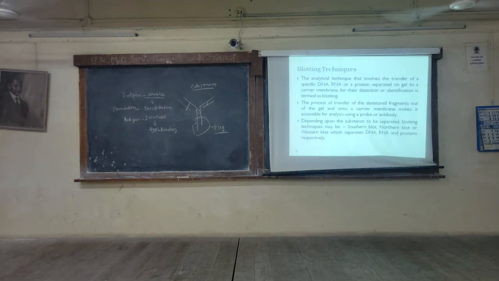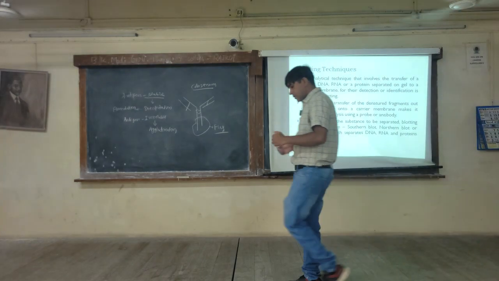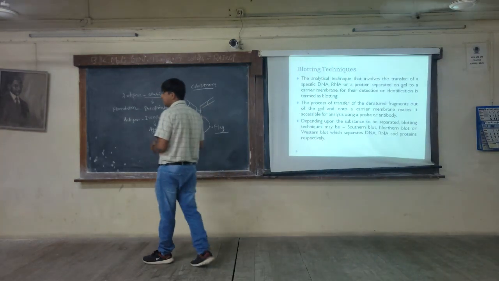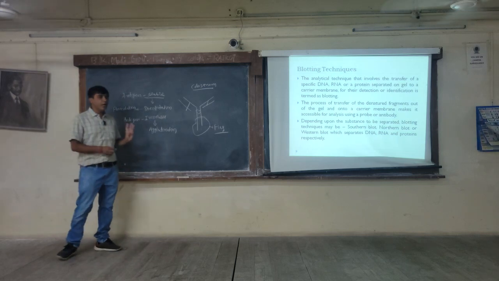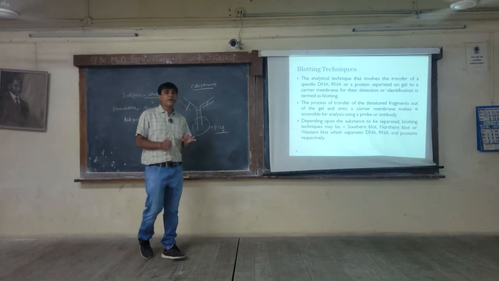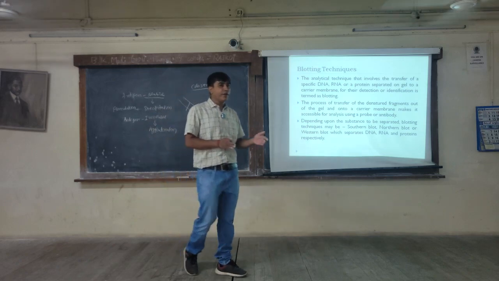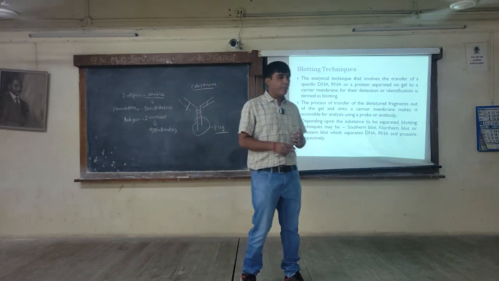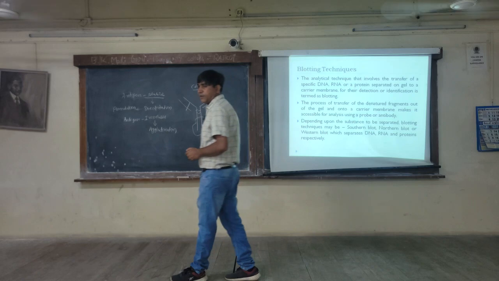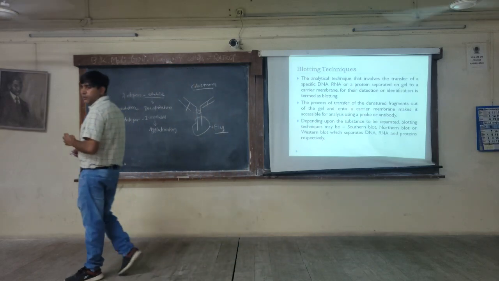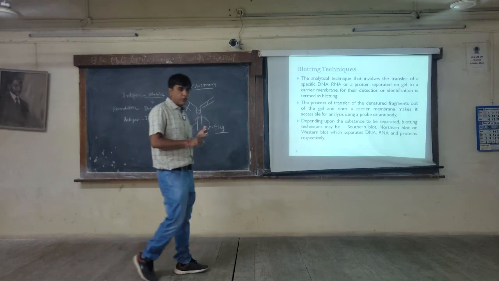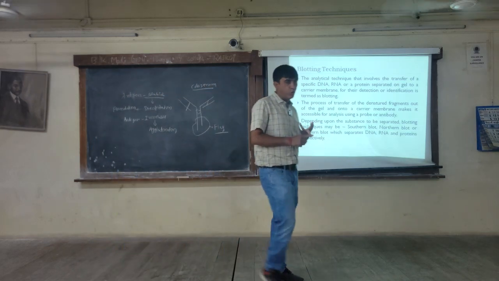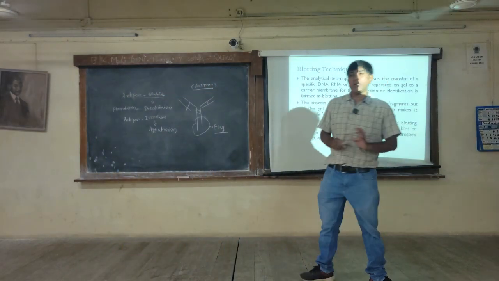They are important blotting techniques. They are used for detection of proteins, DNA, and RNA, mainly these three. All can be detected or analyzed by blotting techniques. There are three types of blotting techniques available: Southern blotting, Western blotting, and Northern blotting. These three blotting techniques are used.